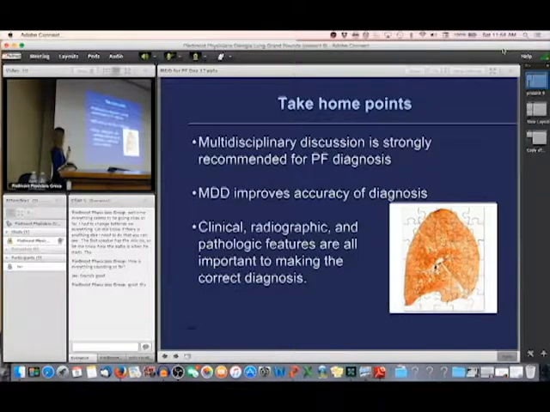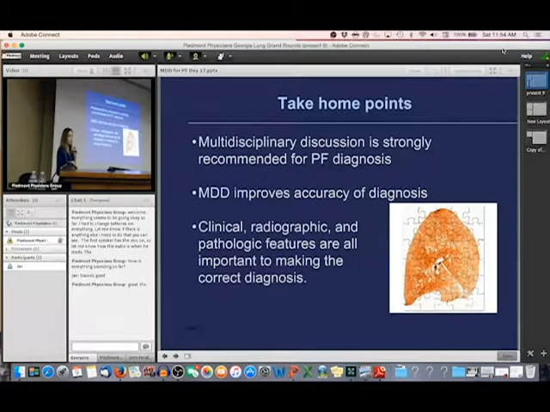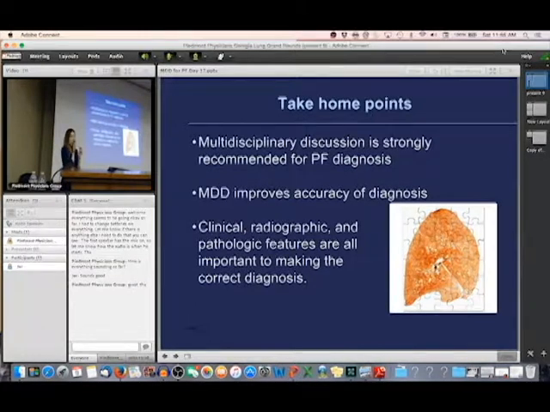The take-home points here, I think, are that a multidisciplinary interaction is strongly recommended for diagnosis in interstitial lung disease. A patient is a lot like a puzzle in this situation, and putting all those pieces together and getting enough of them together that you can tell what the picture looks like is really important. It improves the accuracy of the diagnosis, and all of those features are important in making an accurate diagnosis for patients.